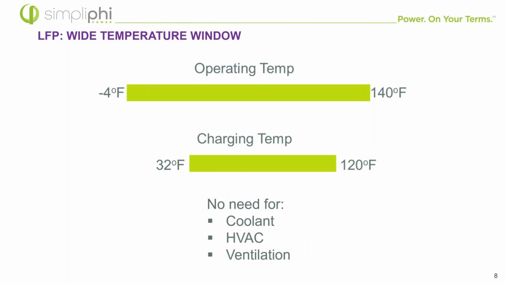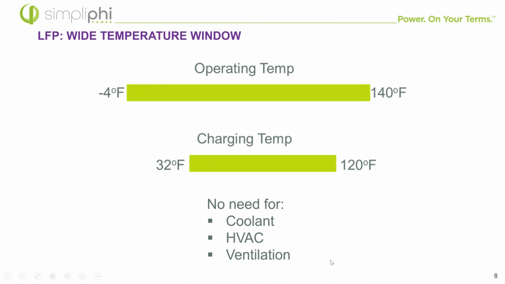As far as the temperature window that we offer, this is kind of the easy one to look at. Operating and charging temperature. So operating is -4 degrees Fahrenheit to 140 degrees Fahrenheit. Charging temperature, the more important one, is 32 degrees Fahrenheit to 120 degrees Fahrenheit, or 0 degrees Celsius to 32 degrees Celsius.